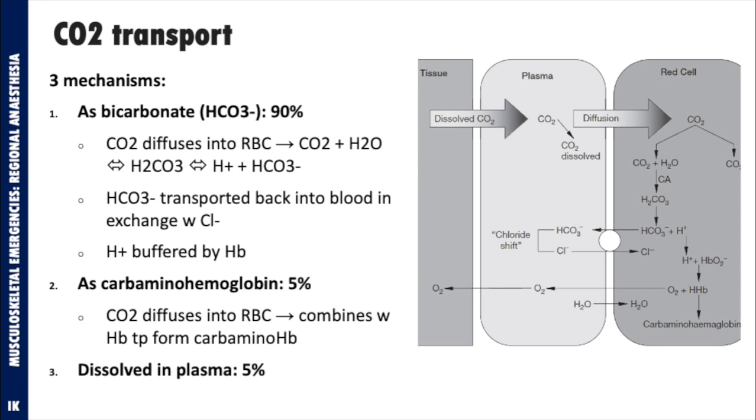So CO2 is carried in three ways. Oxygen in two ways, CO2 in three. CO2 is mainly carried as bicarbonate, 90%. The CO2 in the blood diffuses into the plasma, binds with water, and the enzyme carbonic anhydrase will convert it to carbonic acid, which breaks down to bicarb and hydrogen ion. So it's carried as bicarb. The bicarb will be sent back out of the cell, exchanged with chloride. About 5% is carbaminohemoglobin, the CO2 which binds to Hb. And a small amount will dissolve straight into blood, just like oxygen also dissolves.